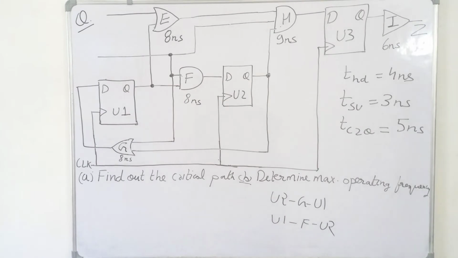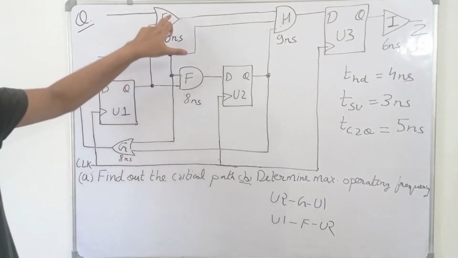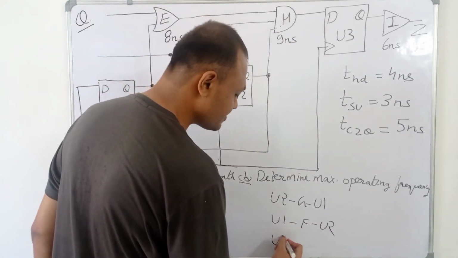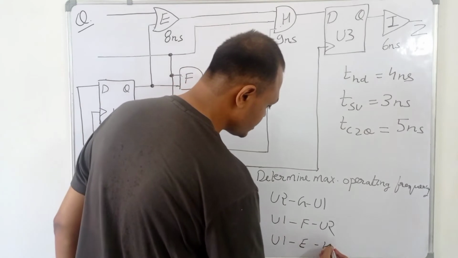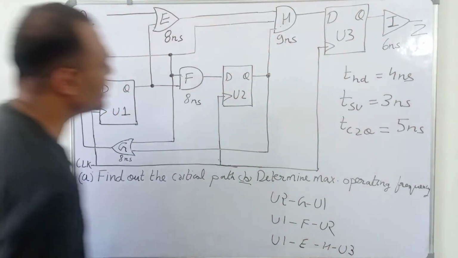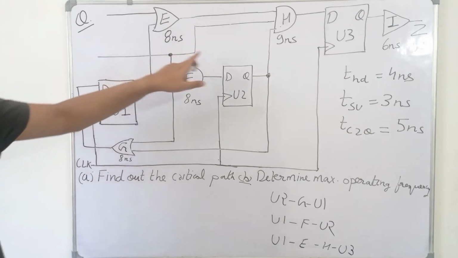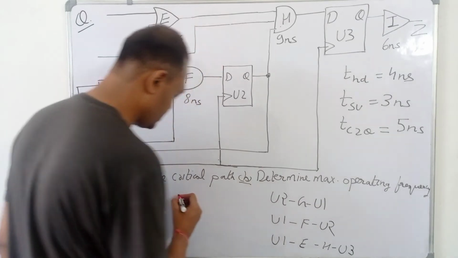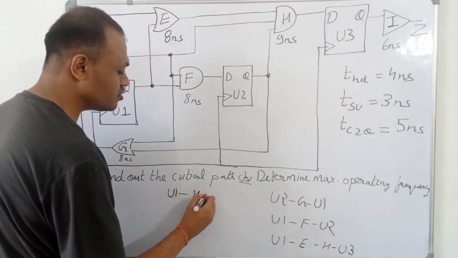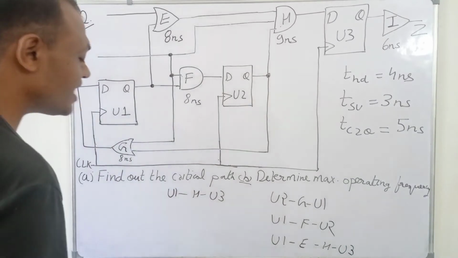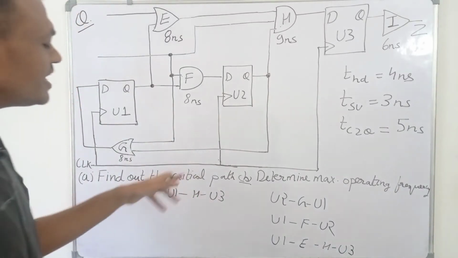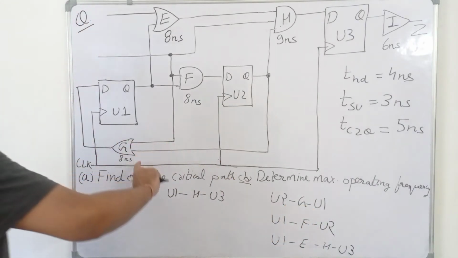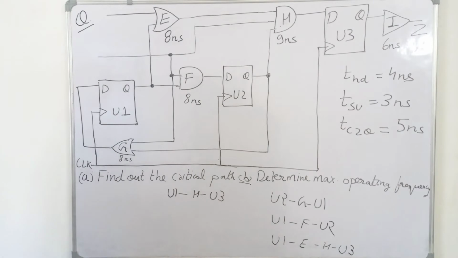Then the third path is from U1 to E to H to U3. The fourth path is from flip-flop U1 to H to U3. So from U1 to U3 there are two paths, U1 E H U3 and U1 H U3. Then from U2 to U1 there is a path via gate G, and from U1 to U2 there is a path via gate F.